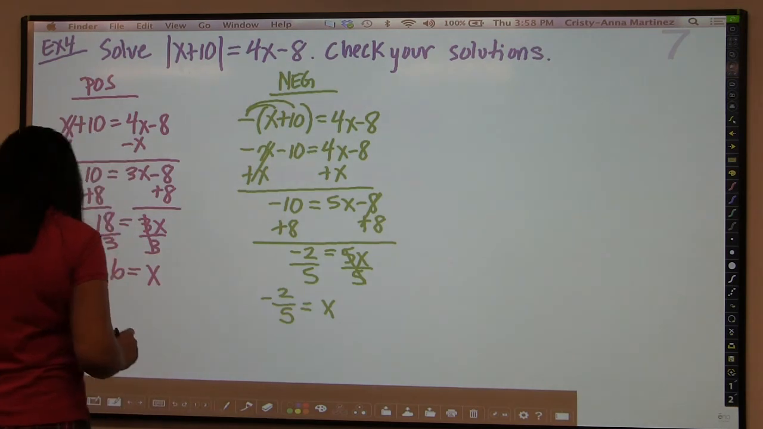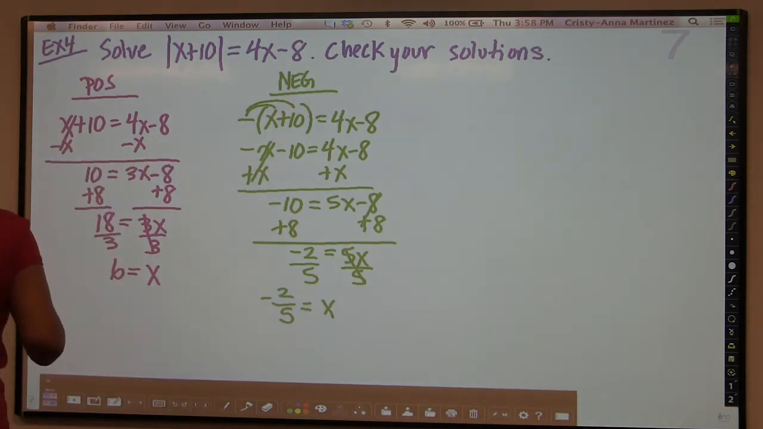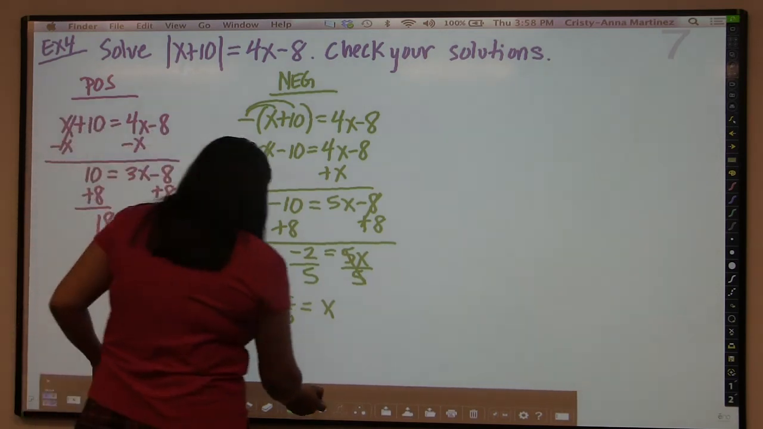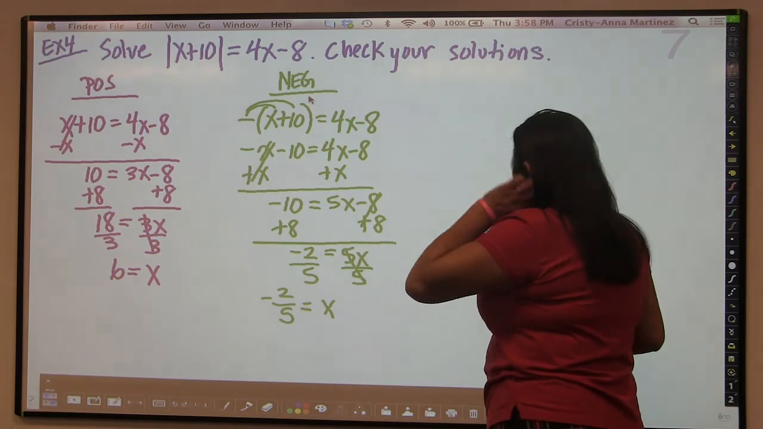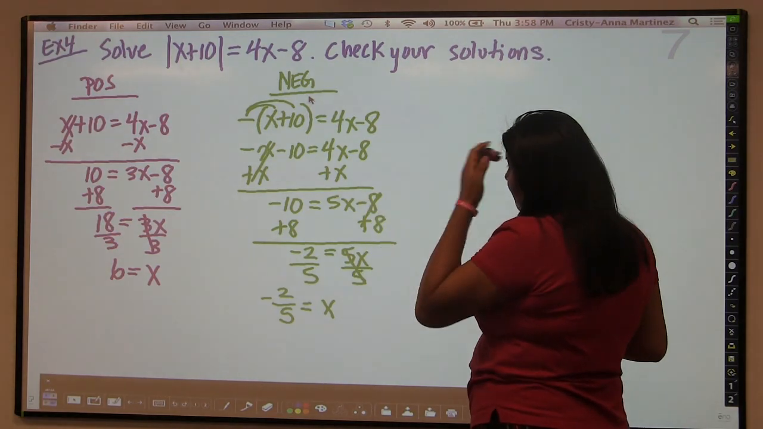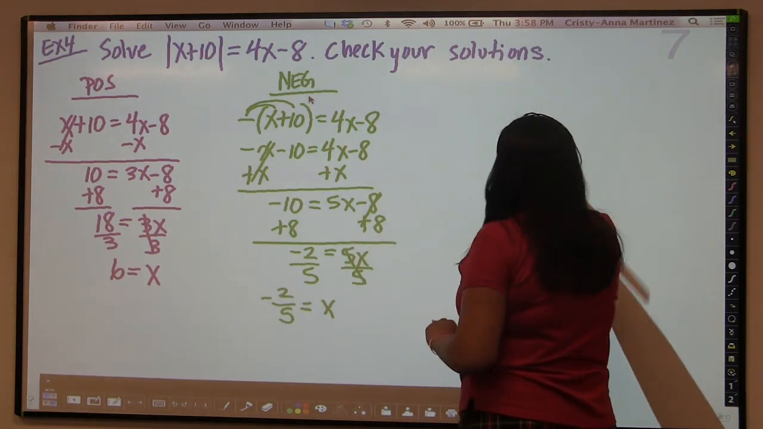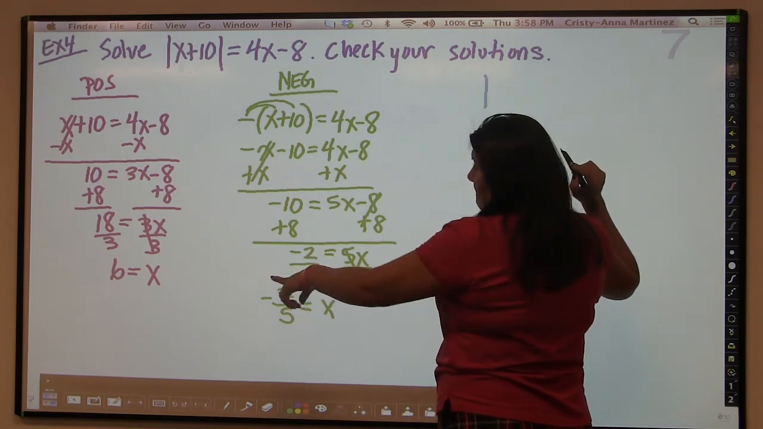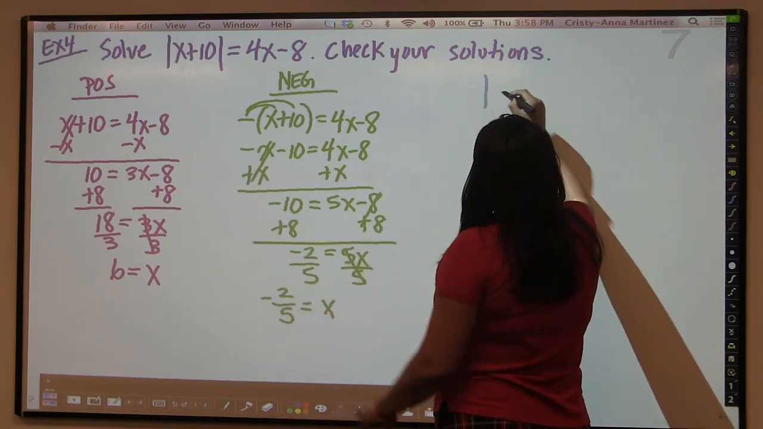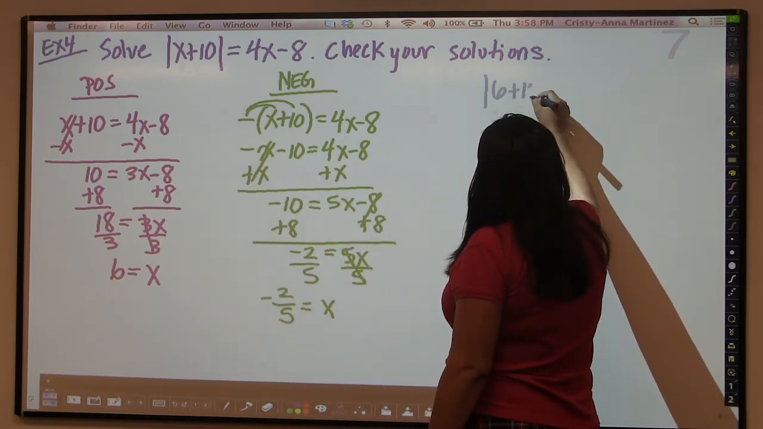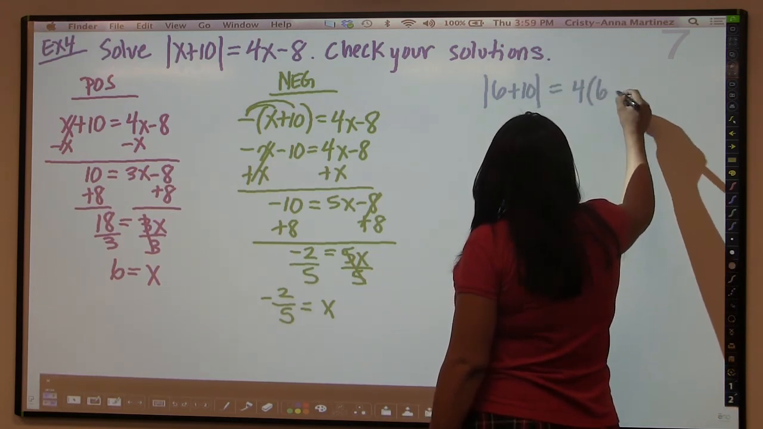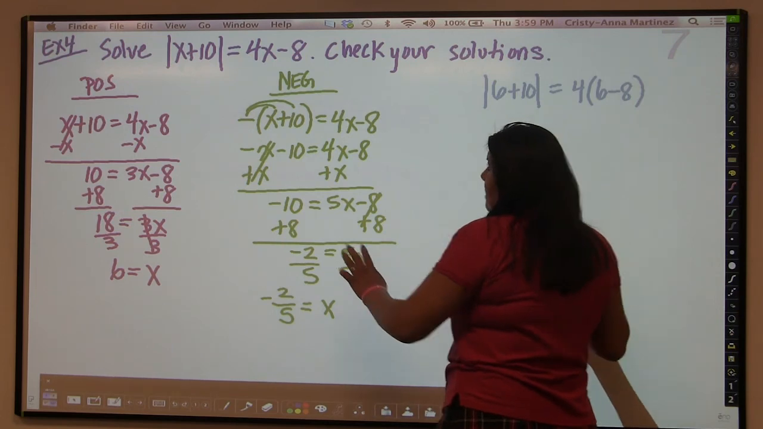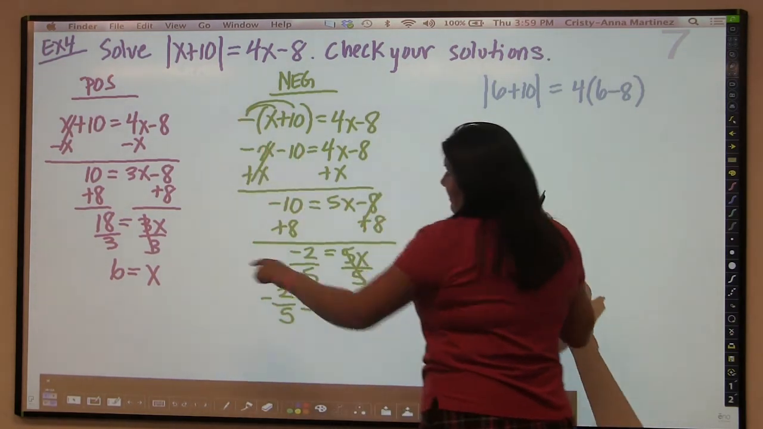All right? So those are our two solutions. But now we need to see if they're actually correct solutions. Do they actually give us true statements? So now we're going to go to the original problem and plug in the values that we got. I'm going to test the first answer, 6. So we're going to go 6 plus 10 is supposed to equal 4 times 6 minus 8. So what I've done is I've replaced the x variable in both spots with 6.